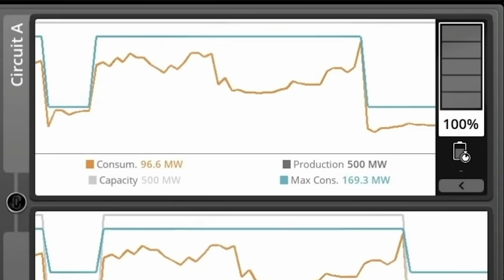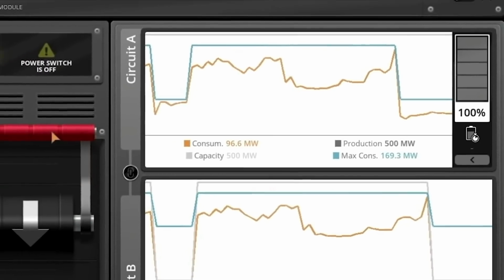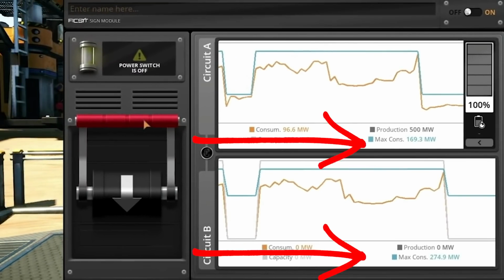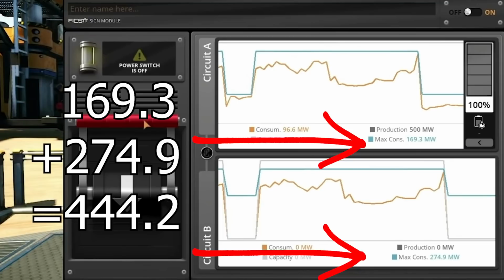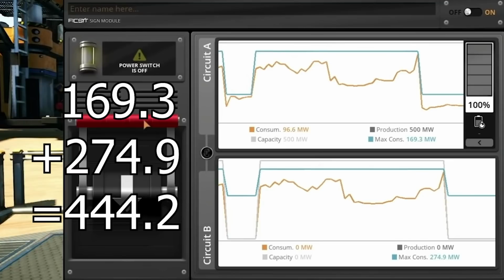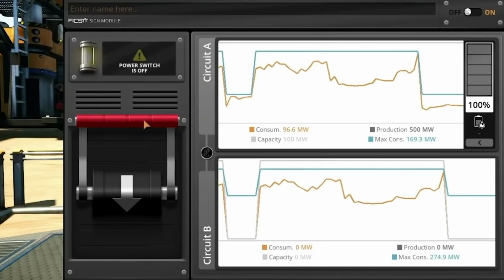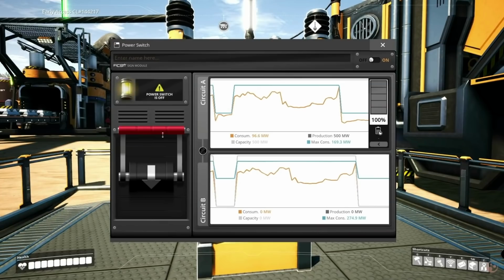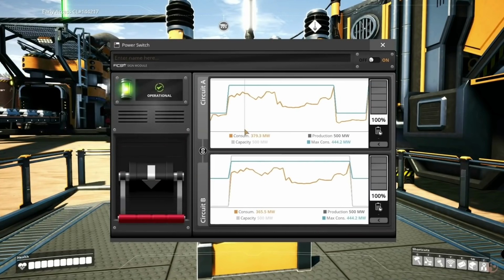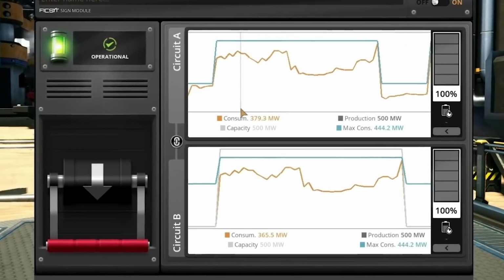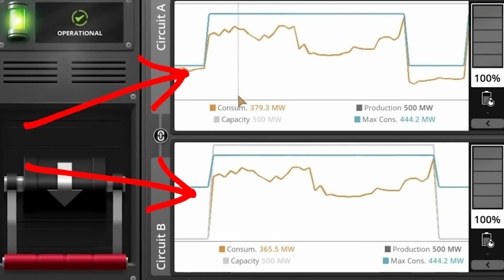When the switch is flipped, this power production and also the capacity, which you can actually see is a further 500 megawatts from this power storage, will be spread among the two networks. So we can work out the max consumption of the factory by adding up both the max consumptions of circuit A and circuit B, which gives us 444.2 megawatts. Knowing this is less than 500 megawatts, we can flip the switch and run both circuits, as Jace shows off here. At this point, we can see that both circuits share the same graphs, and this is because they are now running as a single circuit.